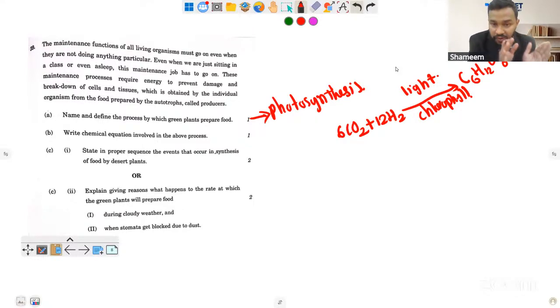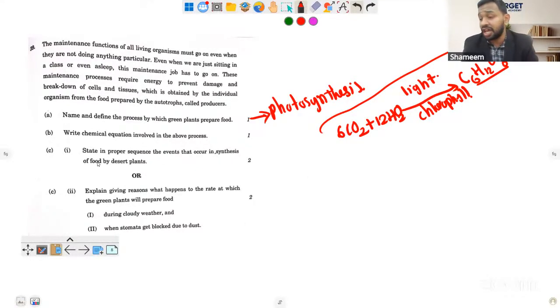That you can write as the definition for photosynthesis, and here you can write 6 CO2 plus 12 H2O, in presence of light and chlorophyll, converted into glucose plus how many oxygen? 6 oxygen plus 6 H2O. This is the equation. Write the chemical equation involved in the above process.